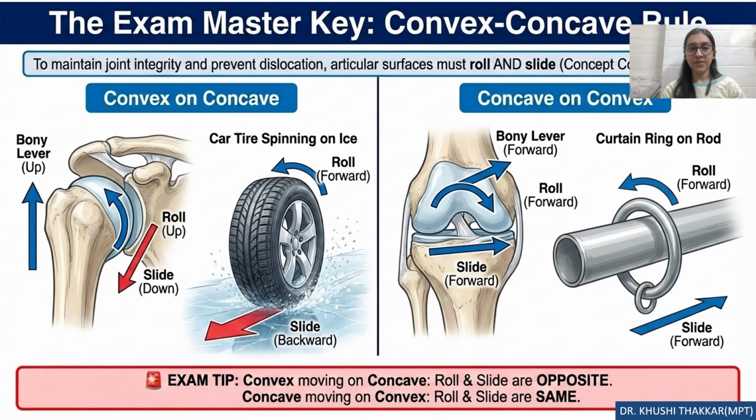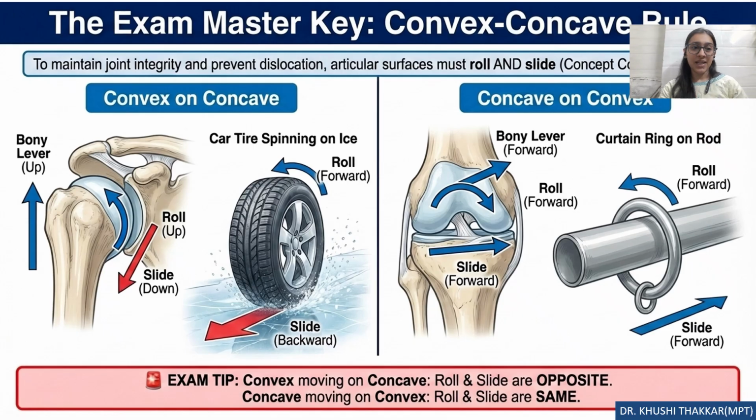Now, since today we are going to discuss kinematics, that is osteokinematics and arthrokinematics, the important thing we should know is the concave-convex rule. If you are not thorough or have any doubts in the concave-convex rule, please see the video on the concave-convex rule, and I'm sure it will help you.